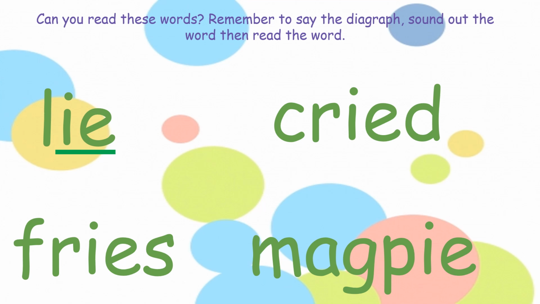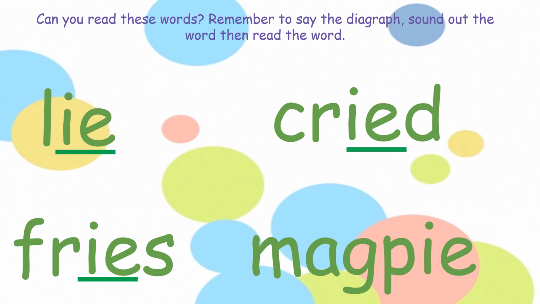Have a look at your second word. Can you spot the digraph that makes the I sound? There's our digraph. And now let's sound out our word. Cr-y-d, cried. Let's look at our third word. Can you spot the digraph that makes the I sound? Superstar, there it is. And now let's sound out our word. Fries, fries.